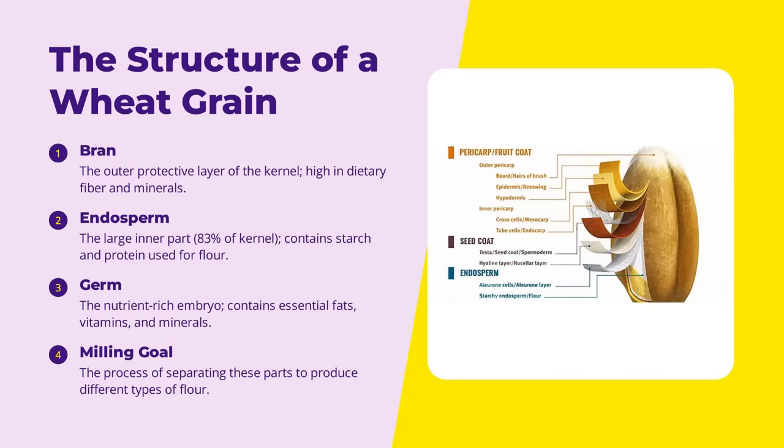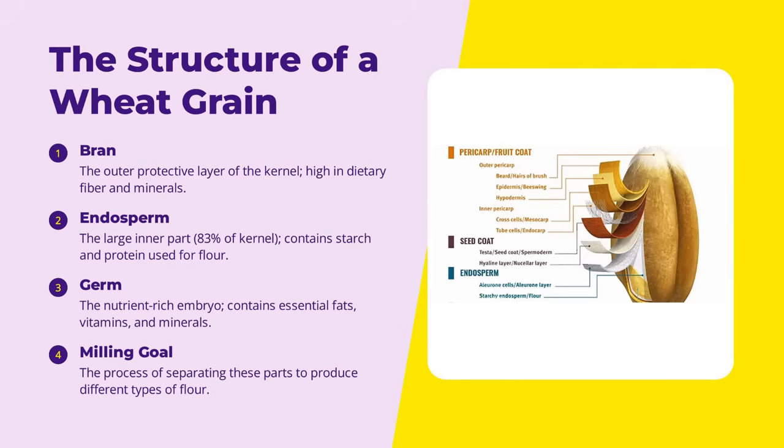Finally, the slide mentions the milling goal. The purpose of milling is to separate these three components in different proportions to produce different types of flour, such as refined flour, whole wheat flour, and specialty flours. The diagram on the right clearly illustrates the layered structure of the wheat grain, showing the bran, endosperm, and germ. Understanding this structure helps us understand why different flour types vary in nutrition and baking performance.